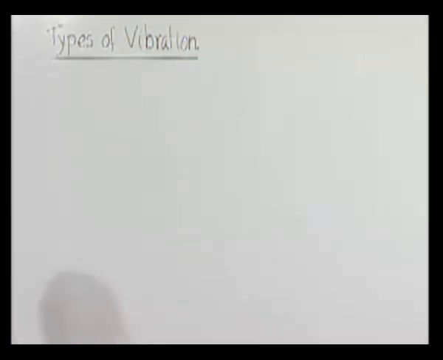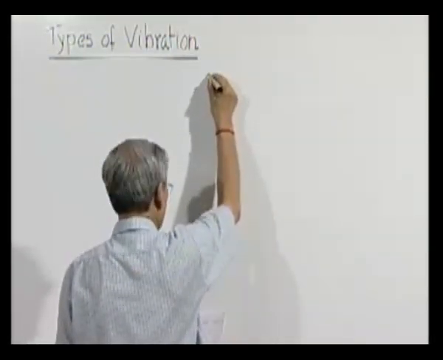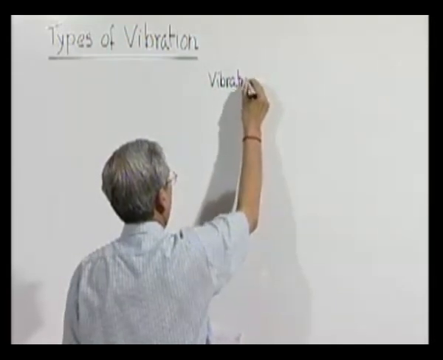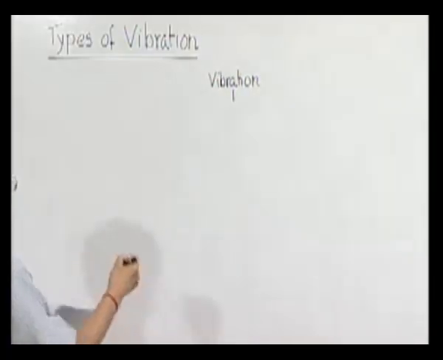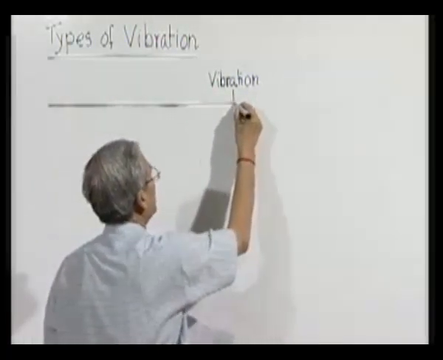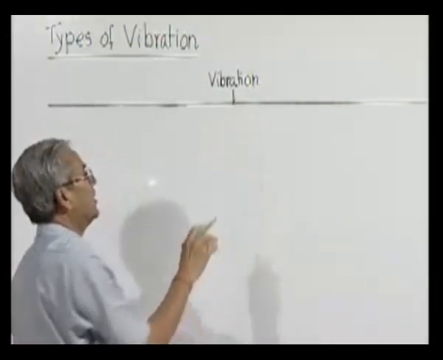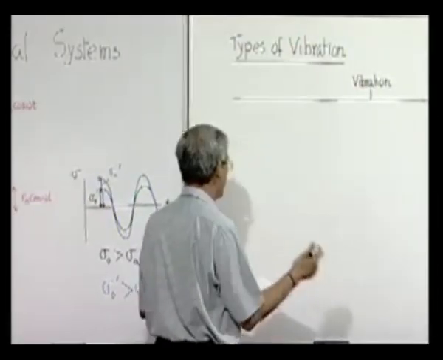Now the classification of vibration can be done from various points of view. So the most common and important classification is like this. This is based on how the vibration is originated or the nature of vibration. So this is a very common classification, but it does not show all the various possible variations in the characteristics. We will see to that.